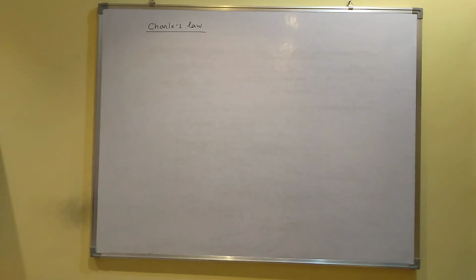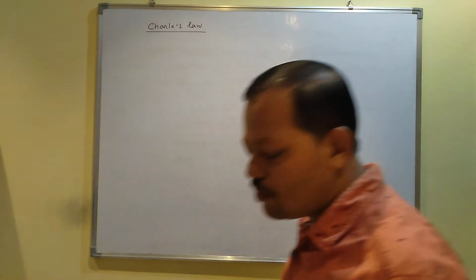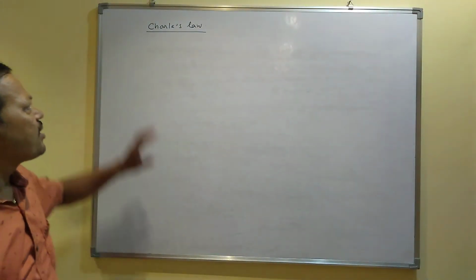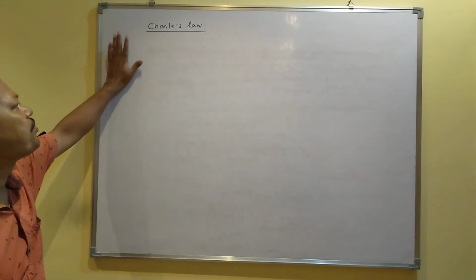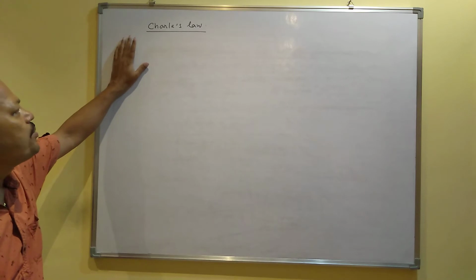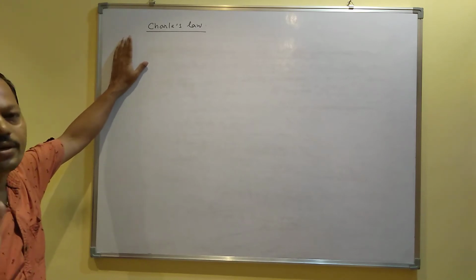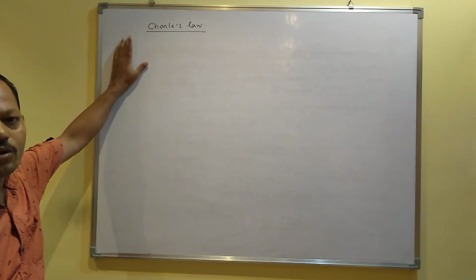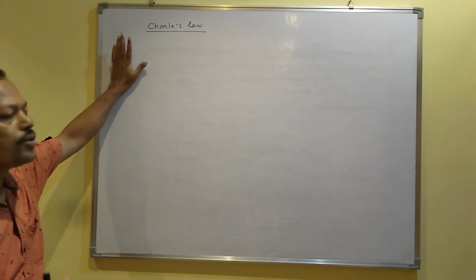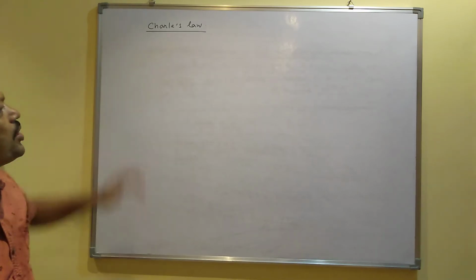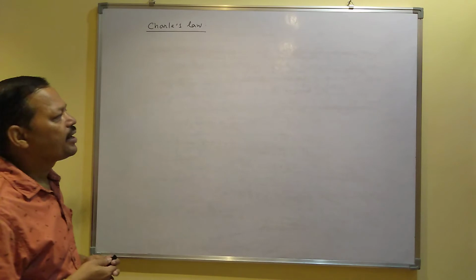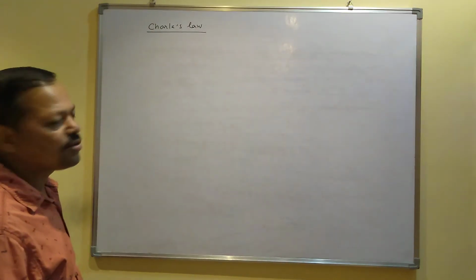Good morning, students. So today we'll do another gas law which is called Charles law. These are the laws of gases. In last class we have done Boyle's law. So this is another law which is called Charles law. And this Charles law gives the relationship between the volume of the gas with temperature. So Charles law gives the relationship between the volume of the gas with temperature at constant pressure.